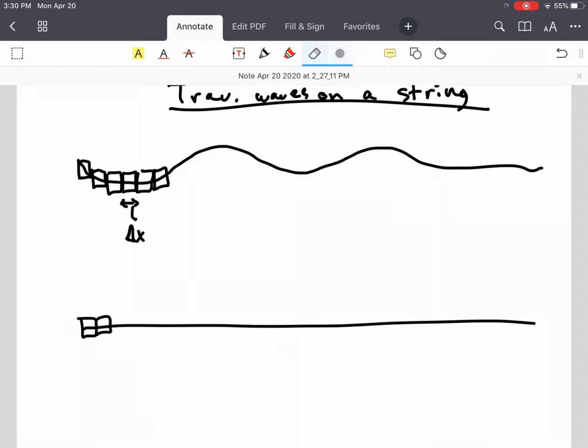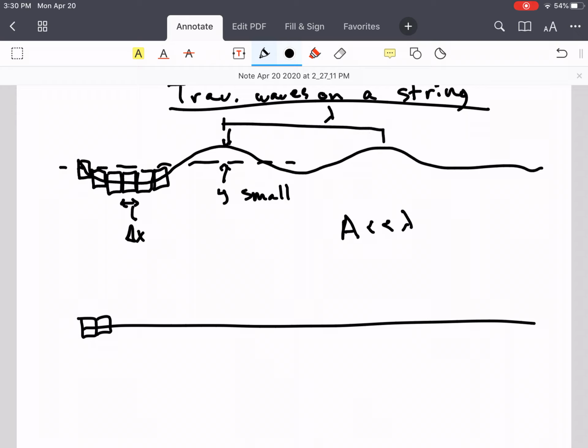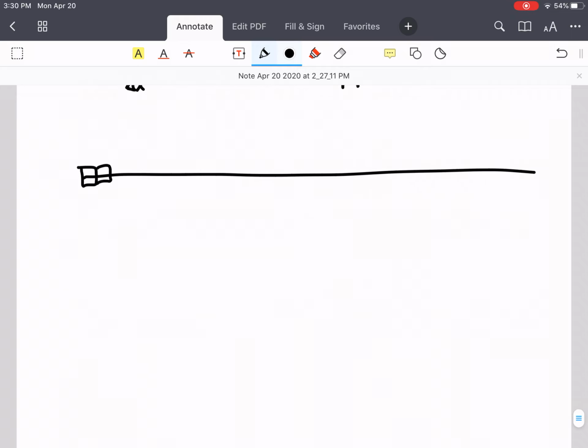And when I do add a wave to it, I'm going to assume that the amount that any of them moves, y, is relatively small. In particular, what I really mean is that y is much less than, or the amplitude of the wave is much less than the wavelength of the wave. Okay? So relative to the wavelength of this wave, it's a very small disturbance on the string. And that's going to let me go ahead and solve the problem.